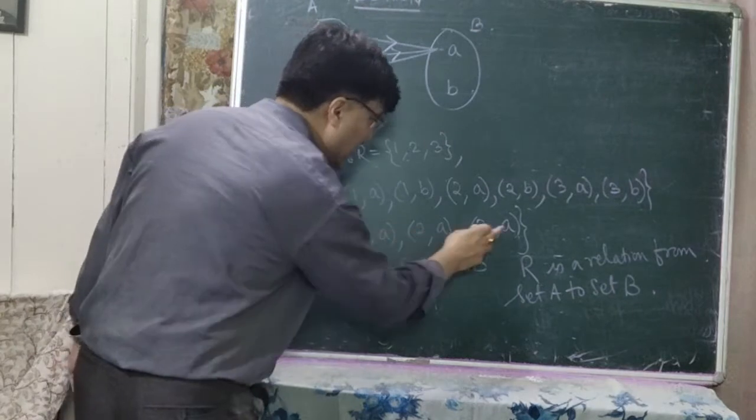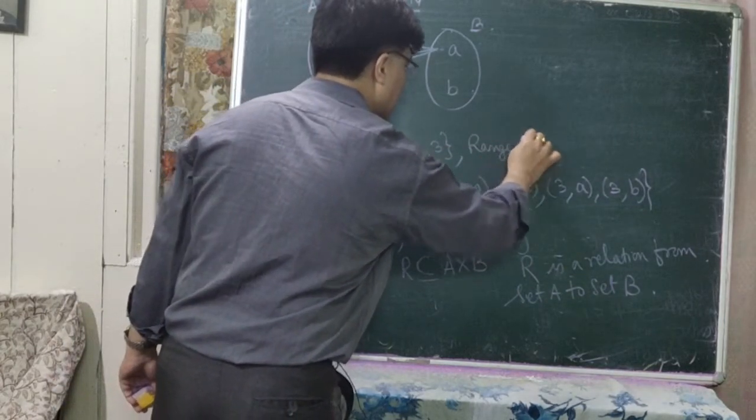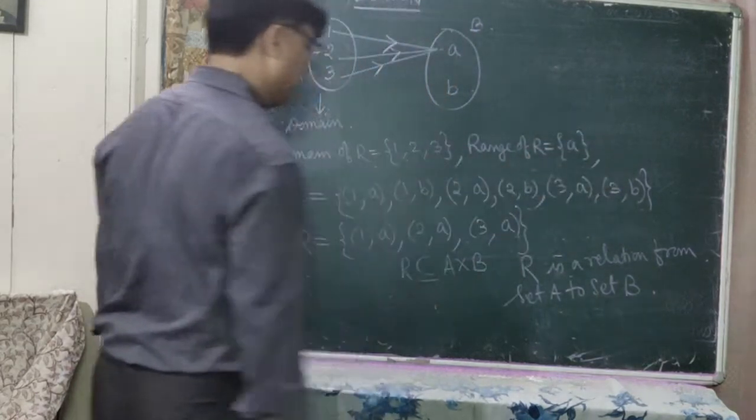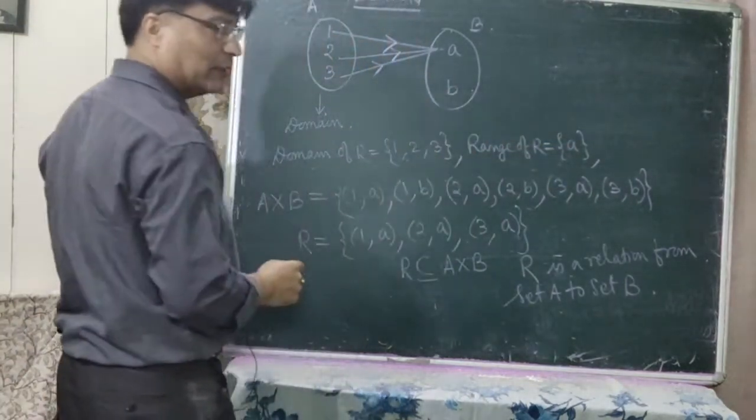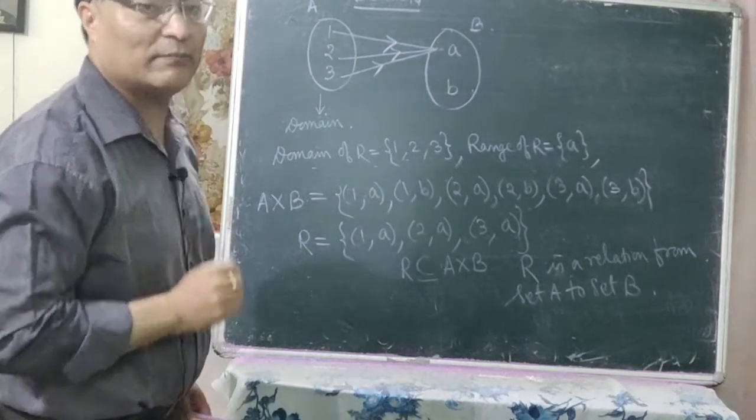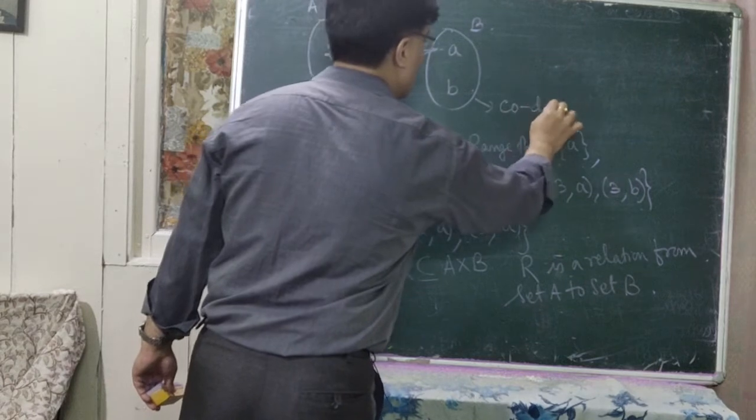What is the second element of your R? A. That is the range. The range of R is equal to just A. Right? The range of R is only A. So for B, we call it the co-domain, and for A as well, A and B both are the co-domain.